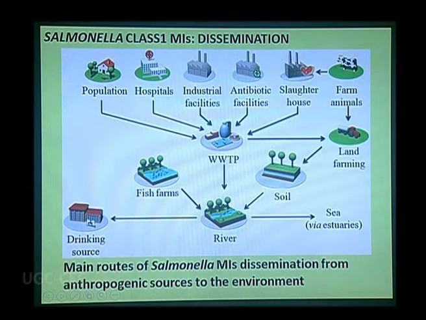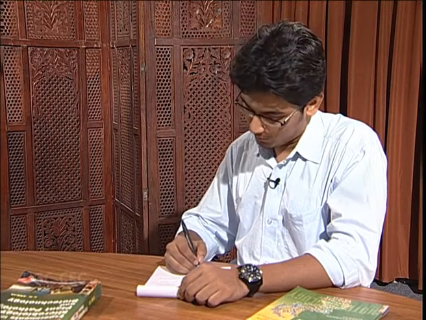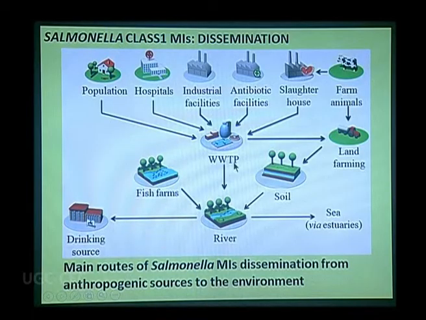So this outlines different general routes that lead to the dissemination of this superbug Salmonella in the environment from anthropogenic sources and vice versa. For example, WWTP, that is wastewater treatment plants, act as the main reservoir of these superbugs from various anthropogenic sources.